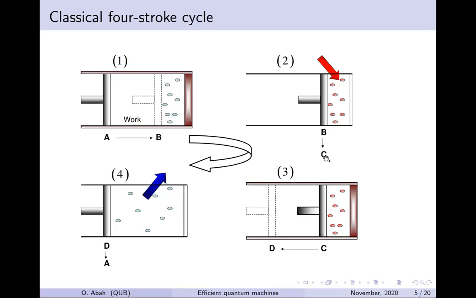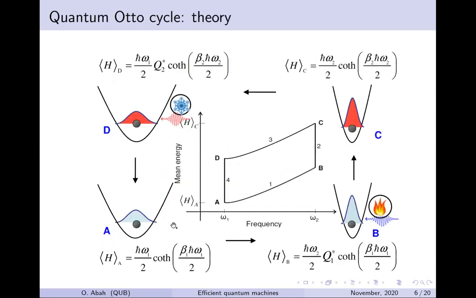So then add some energy, and then you can push the piston back and put it in contact with a cold bath. And this is a typical engine cycle. If we perform the analysis like this, for instance, using a quantum framework in a weak coupling limit, we can actually do the same.